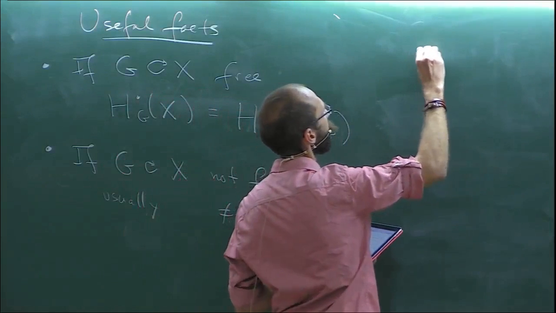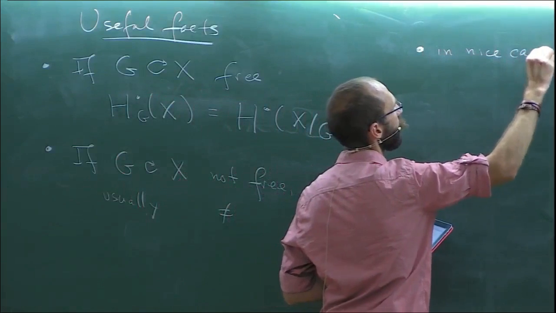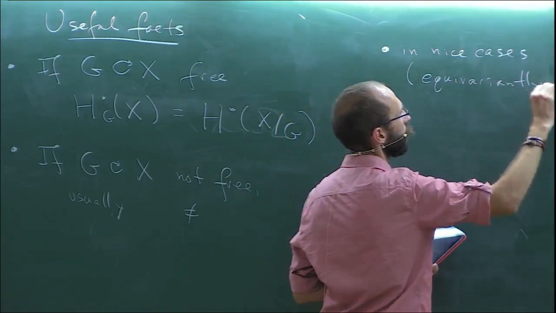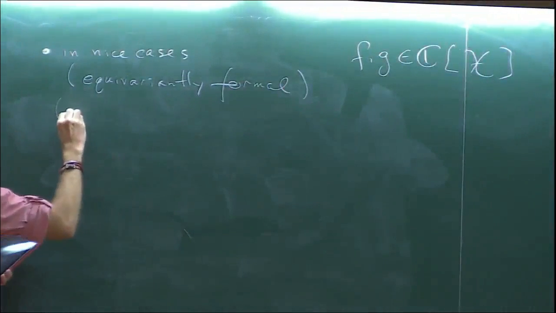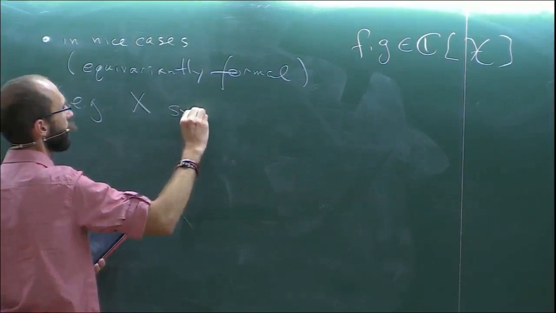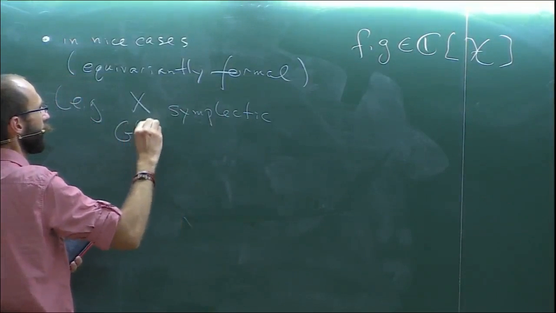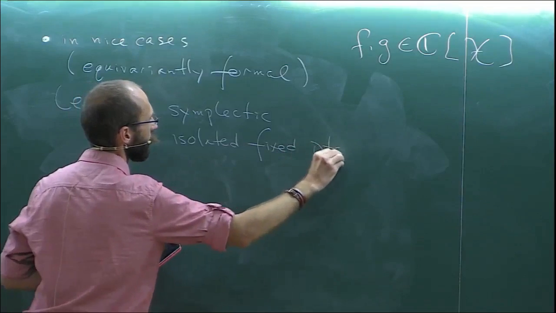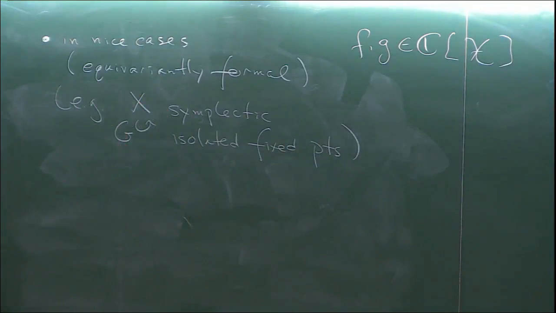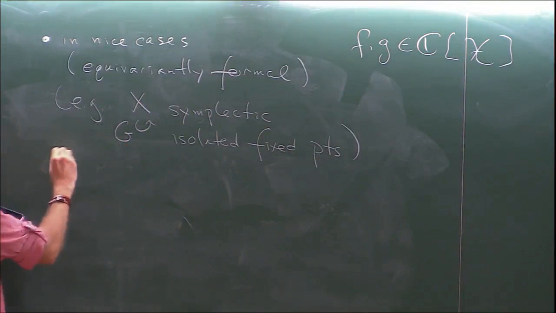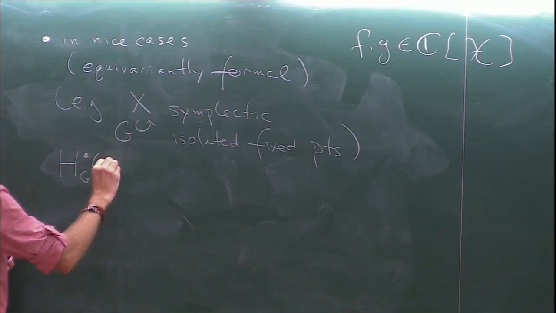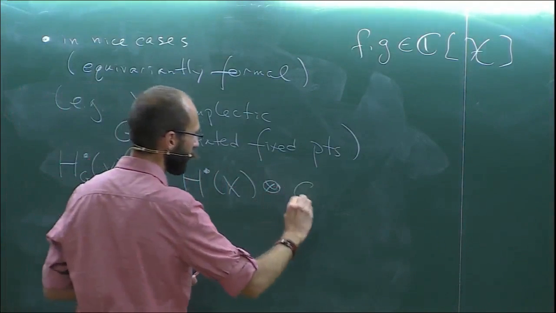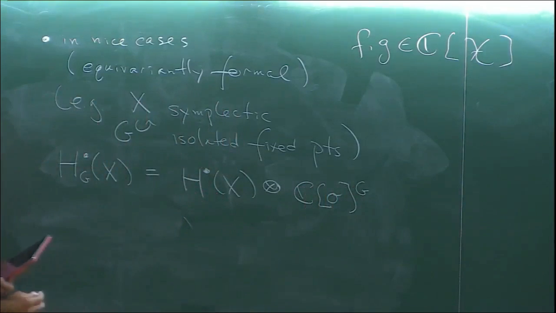In nice cases, what is called equivariantly formal, for example, if X is symplectic and the G action is by Hamiltonian isometries and has isolated fixed points, the equivariant cohomology is the ordinary cohomology times G-invariant polynomials in sigma.